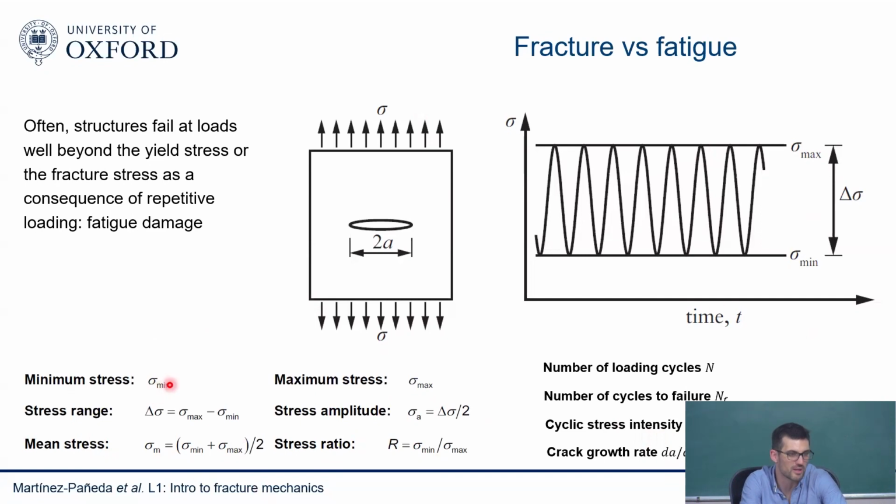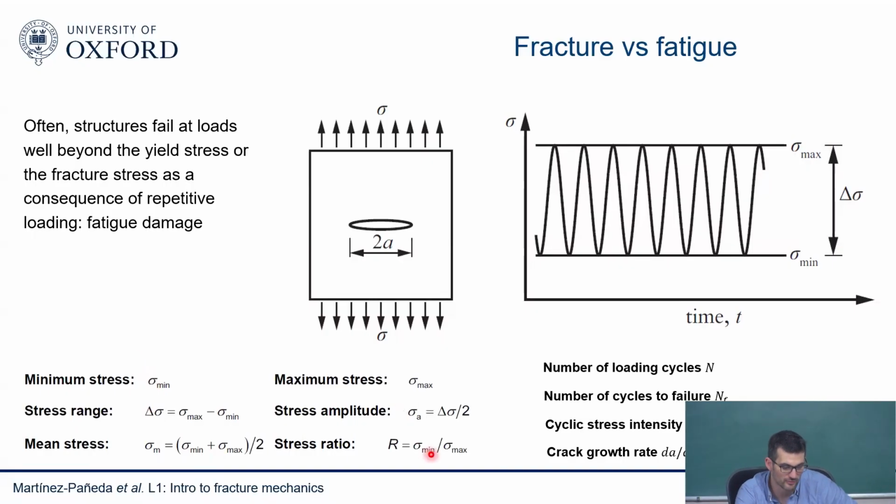So that's the idea. You have a minimum stress, a maximum stress, a stress amplitude, a stress range, and a mean stress. Mean stress matters, of course. You could have the same stress range with different mean stresses, and as you can imagine, the larger your mean stress, the more damage you're accumulating.